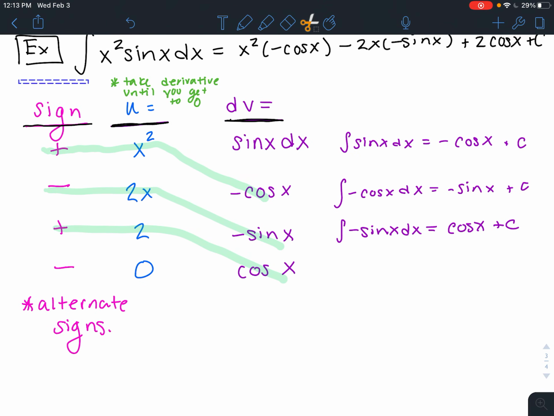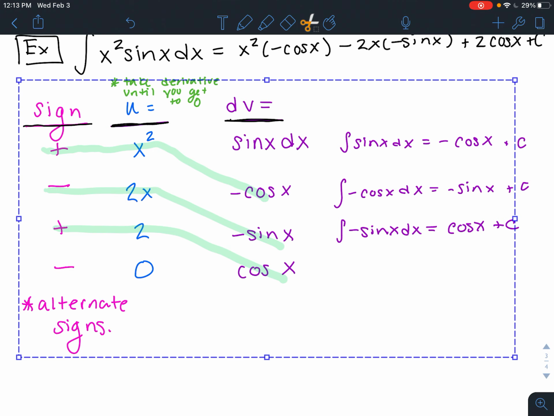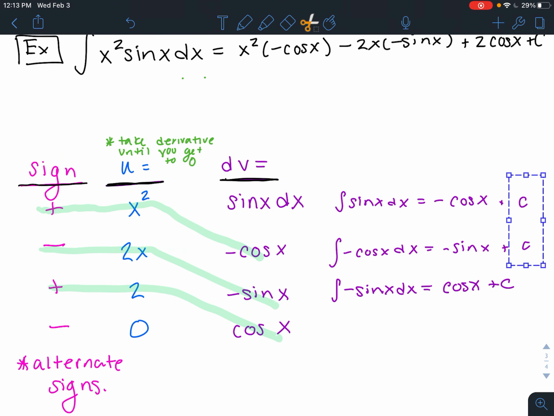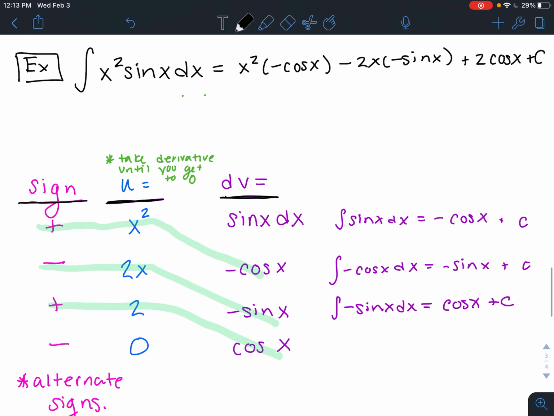So I'm just going to move all this down so I can simplify my answer. Oh no, I lost my plus c's. Right, so if I go here, right, and simplify, I get negative x squared cosine of x plus 2x sine of x plus 2 cosine of x plus c.